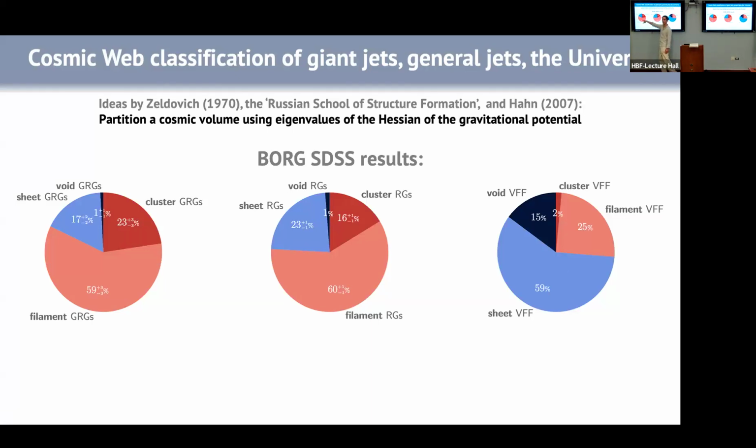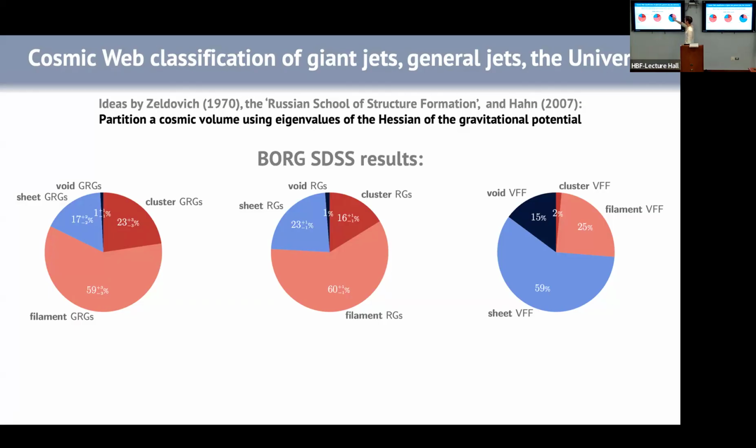the majority of these giant jets, or their host galaxies, lie in filaments. And a quarter of them or so are generated by galaxies in clusters. This is for the giant sources. This is for normal size radio galaxies.